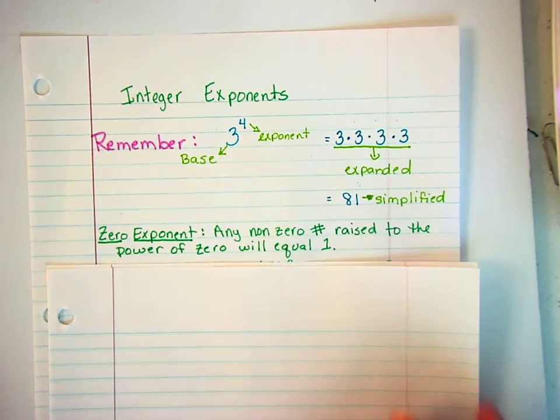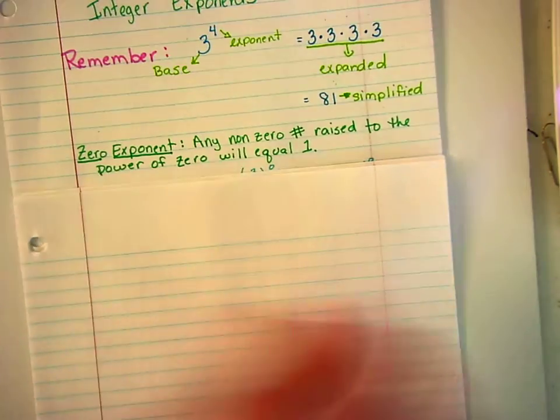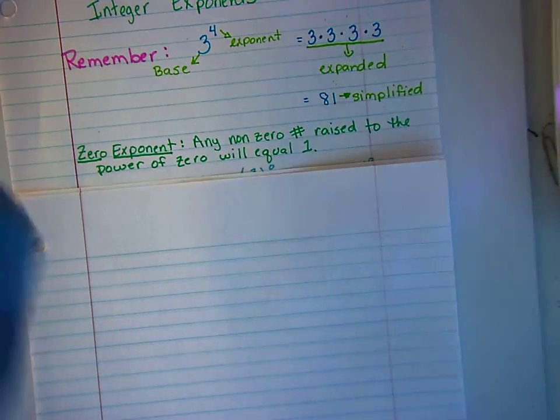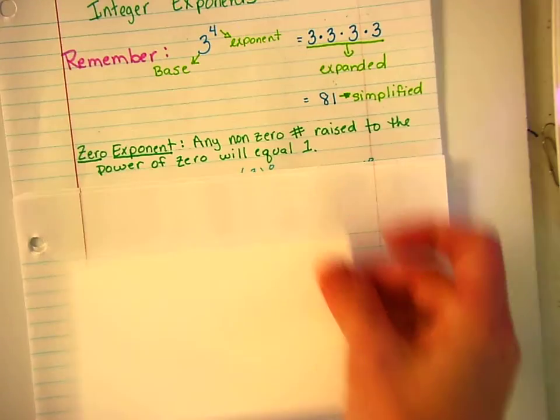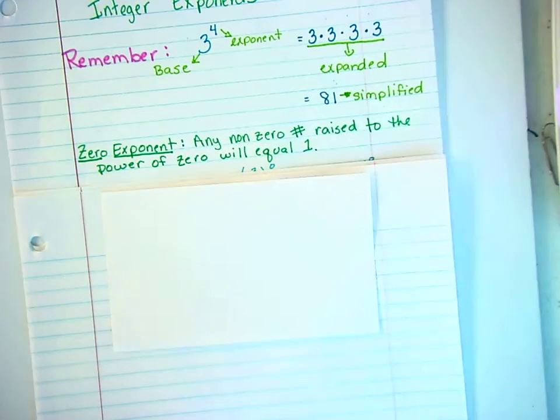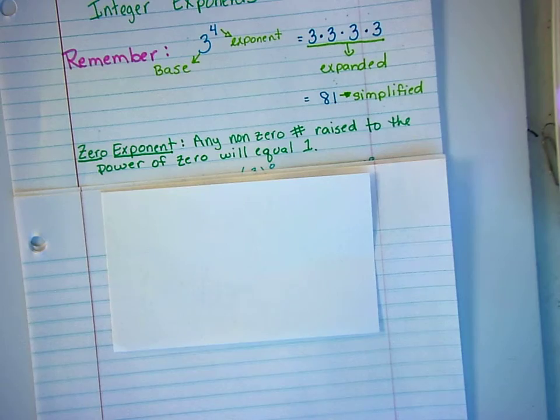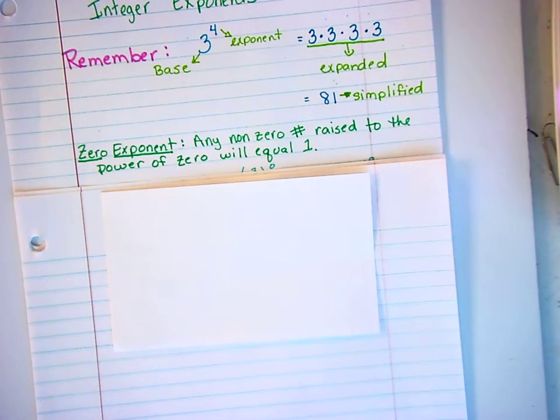Let's talk about that 0 exponent. Let me ask you this. If I read the rule here, it says that any non-zero number raised to the power of 0 will equal 1. Will that always happen? Will my answer always be 1 if it's raised to the power of 0? Why not? Because it could be a negative number.